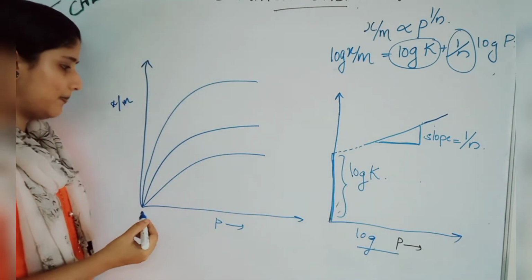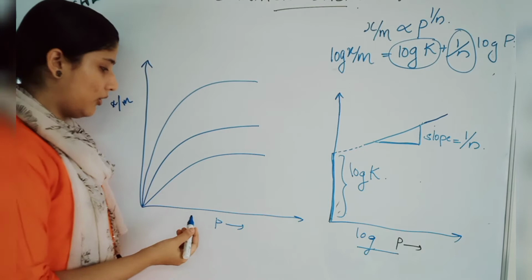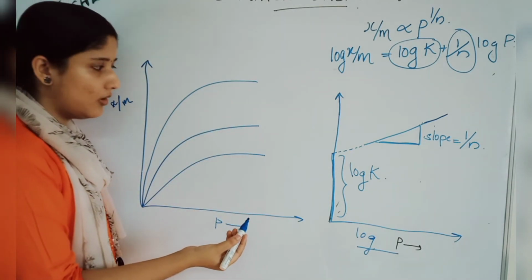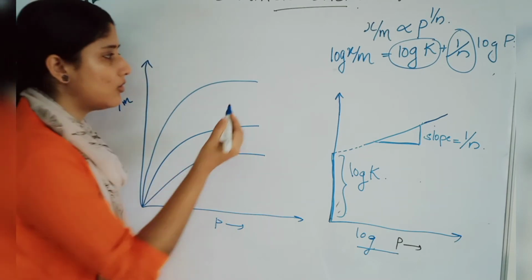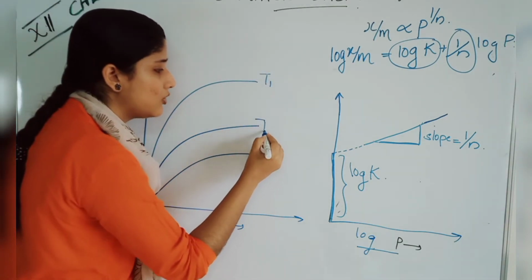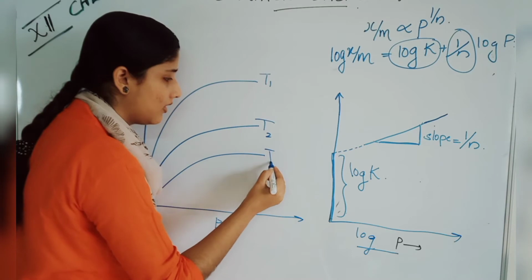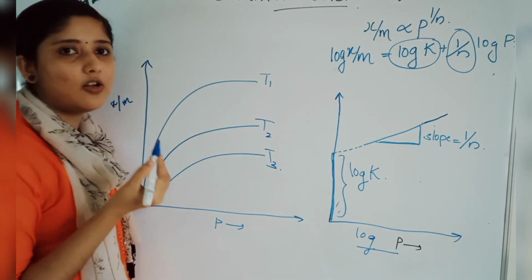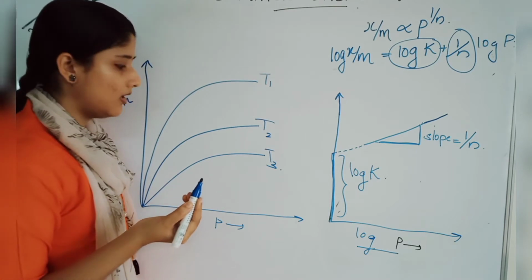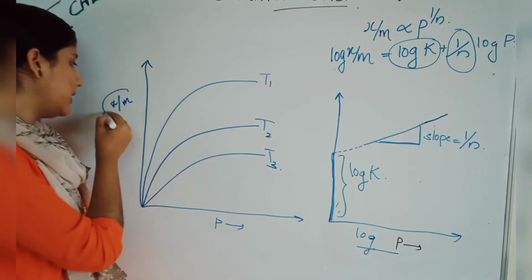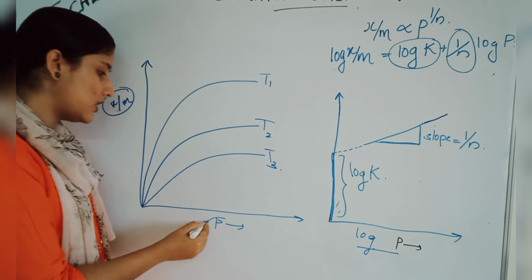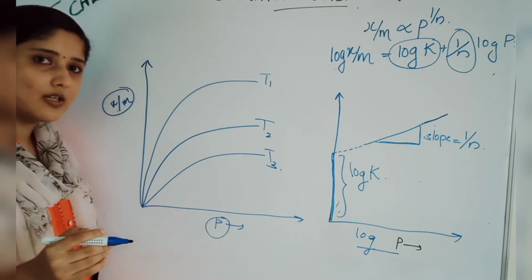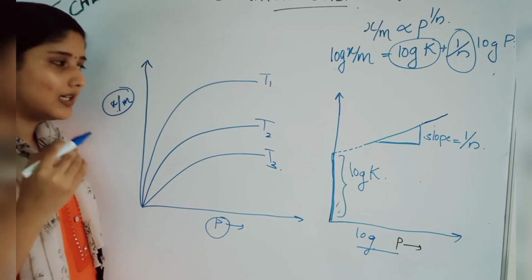Now look here. This graph I have already told you. This is the adsorption isotherm at different temperatures. How will the question come? Look, here it will be T1, T2 and T3. The question will be like, find the order of extent of adsorption. How will it be? When we plot a graph between x by m and pressure, what we studied is, as the temperature increases, what happens? Extent of adsorption decreases.